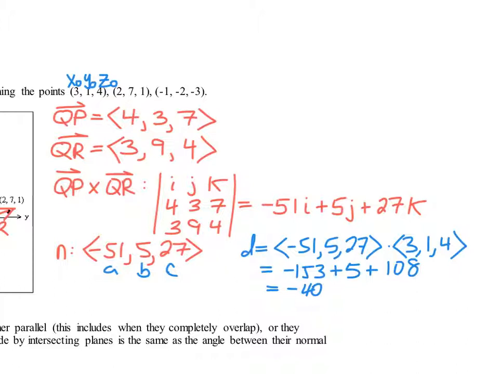I'm not really 100% sure why I'm doing all of this in my head. It's dangerous. But the plane equation, assuming any of that was correct, the mental gymnastics, would be negative 51x plus 5y plus 27z equals negative 40.